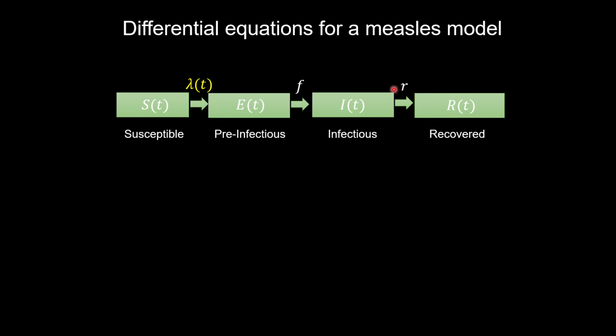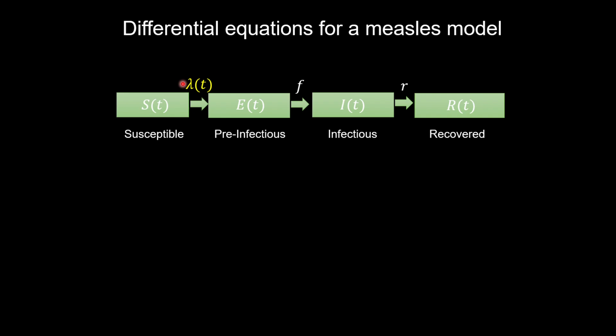Similarly, we can use the letter F to denote the rate at which an infected person becomes infectious. Notice that F and r depend only on the disease. There is also a rate at which a susceptible person becomes infected. This rate depends on the infectiousness of the disease as well as how many people are infectious at that time.